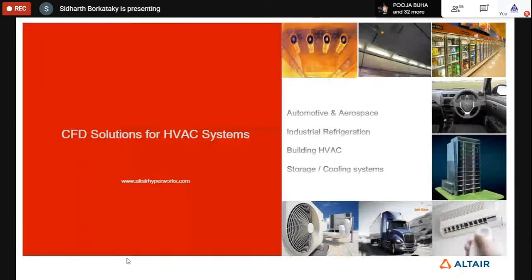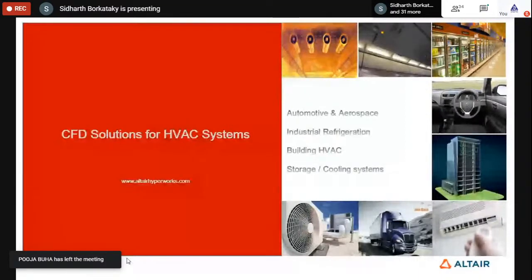Coming to one of the most important industries, heating, ventilation, and air conditioning. This is a very big industry. As you can see in the figures, when you are inside your car and the AC is on, that's again a part of your HVAC. If you go to any restaurant, you can see in the kitchen there is an outlet which takes out the hot gases, so how effectively that should work.